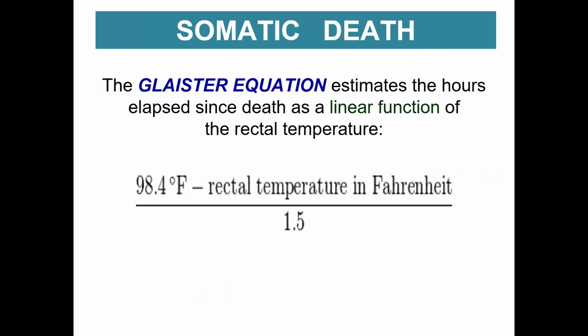This is the Glaister equation. This estimates the hours elapsed since death as a linear function of rectal temperature. I think it is 33 degrees Celsius minus the rectal temperature in degrees Celsius, divided by 1.5. Then you can estimate how many hours ago the patient died.